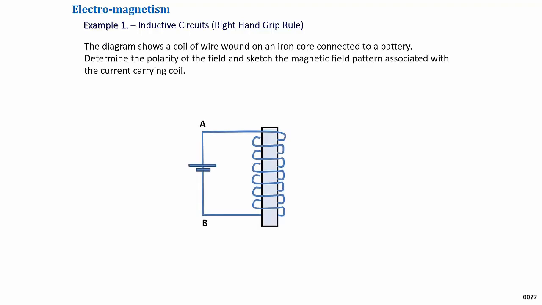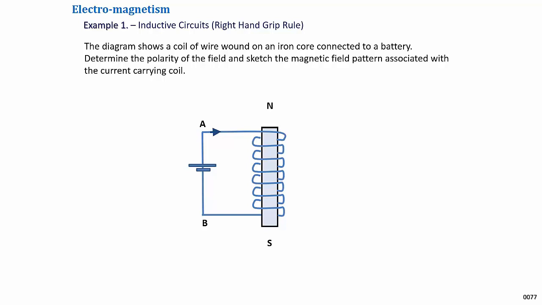The following example is in the accompanying workbook, Inductive Circuits, Right-Hand Grip Rule. The diagram shows a coil of wire wound on an iron core connected to a battery. We are required to determine the polarity of the field and sketch the magnetic field pattern associated with the current-carrying coil. The longer line of the battery symbol is the positive terminal, so the current is flowing in through terminal A and out through terminal B.